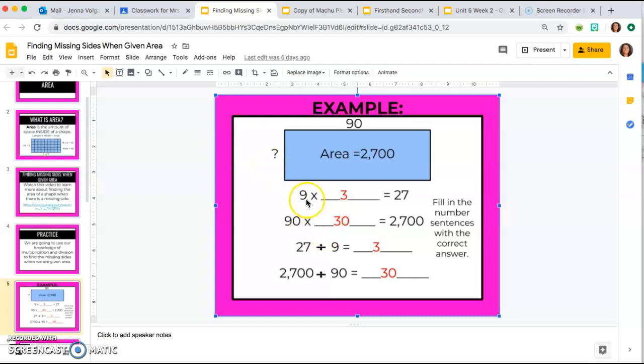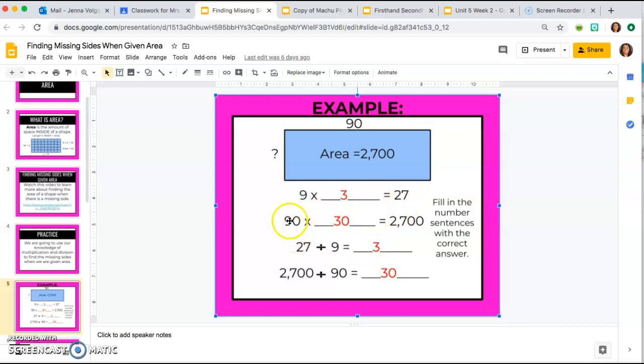So what we do is we break down this problem as a basic fact. So we're going to cover up our zeros here, the 0 on the 9, the 0 on the 2,700. We're going to think 9 times what equals 27? Well, I know that 9 times 3 equals 27. Then I'm going to add my zeros.